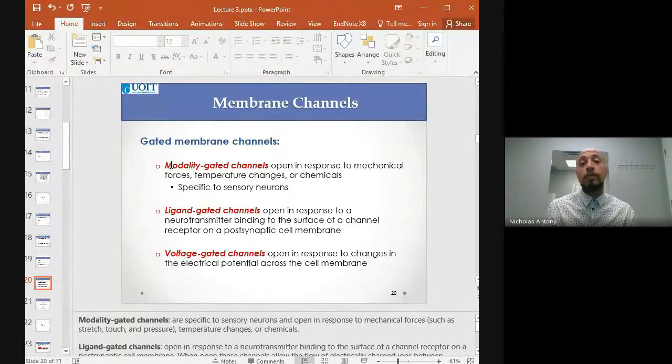That would also be sort of a modality-gated channel on the end of the sensory nerve. Ligand-gated channels, ligand just means like key, lock and key mechanism. Ligand-gated channels are going to be those channels that open in response to a neurotransmitter or a protein binding to it. So if sensory neurons have modality-gated channels on their dendrites, the motor neurons and the interneurons, because they are second in line, are going to have ligand-gated channels on their dendrites. So they're going to open in response to neurotransmitters or different proteins that would act like a lock and key mechanism.